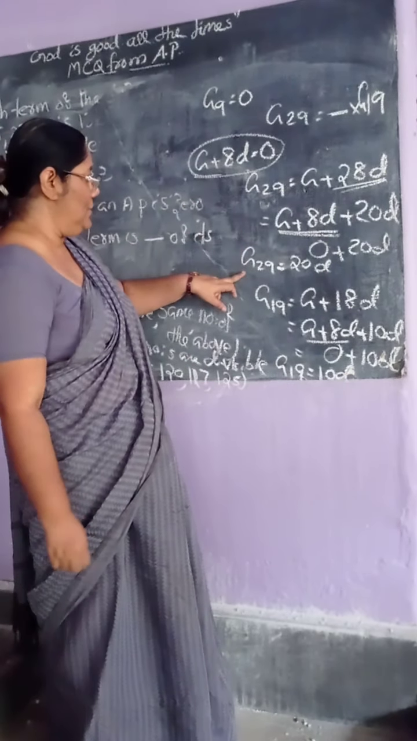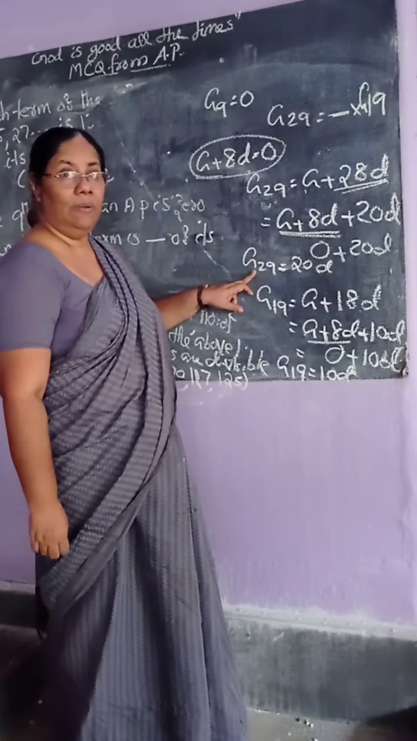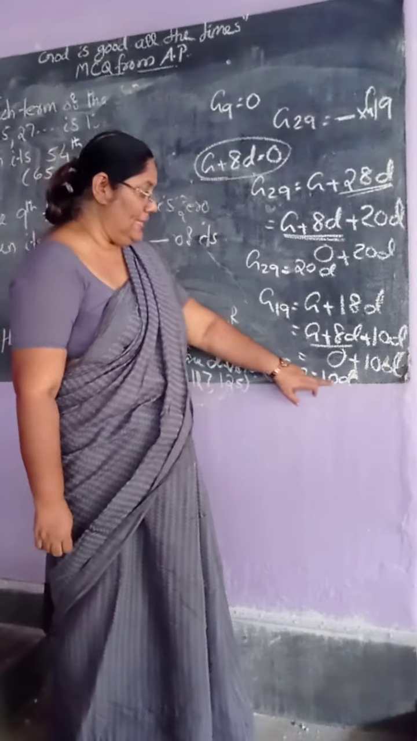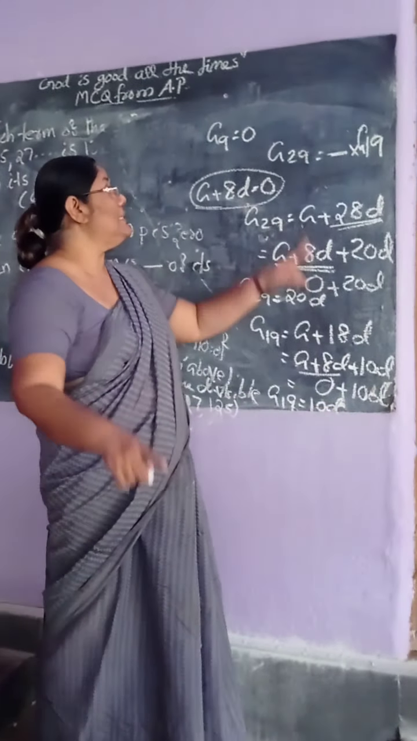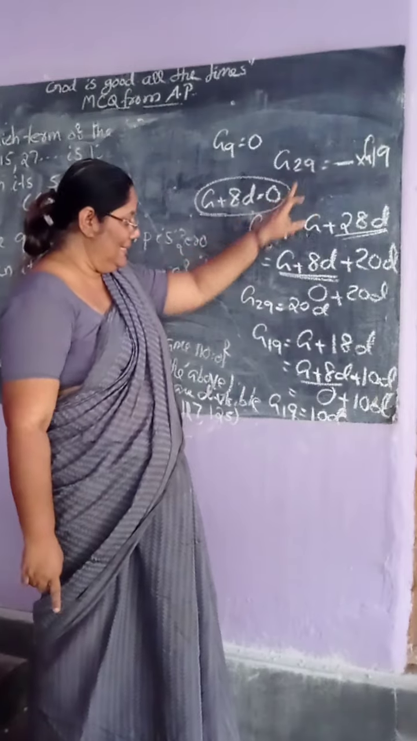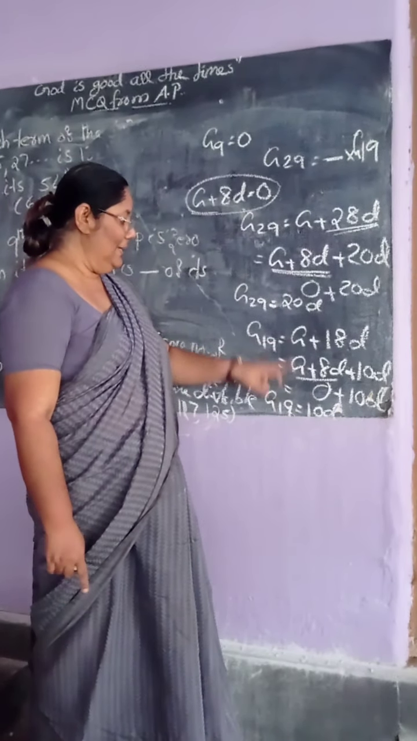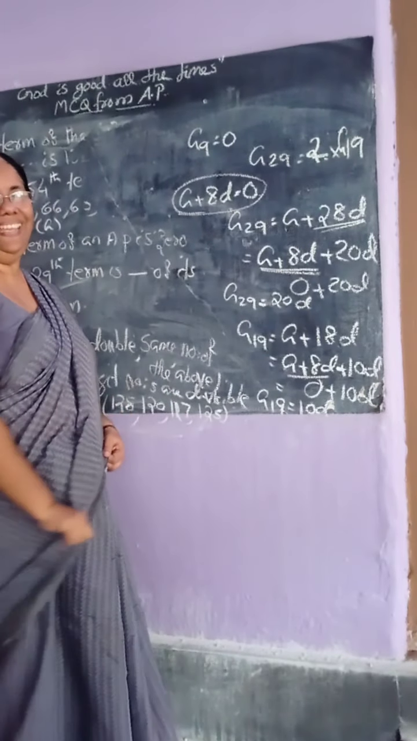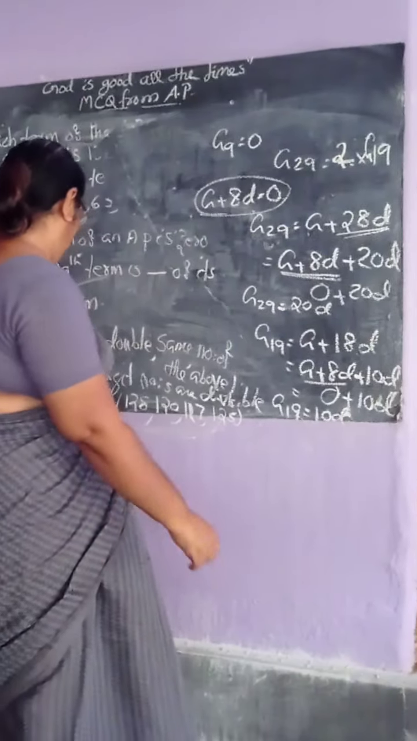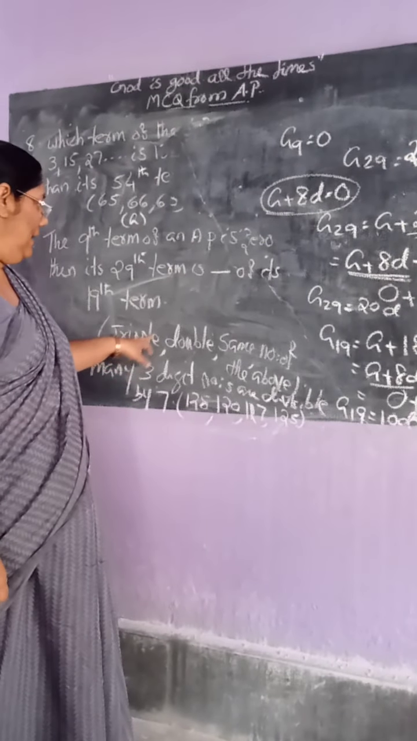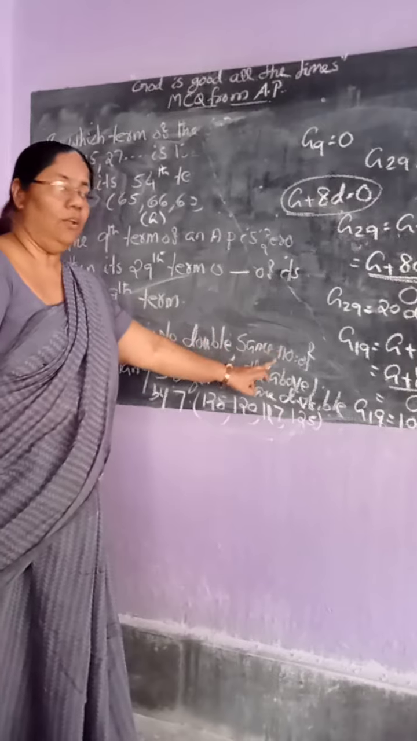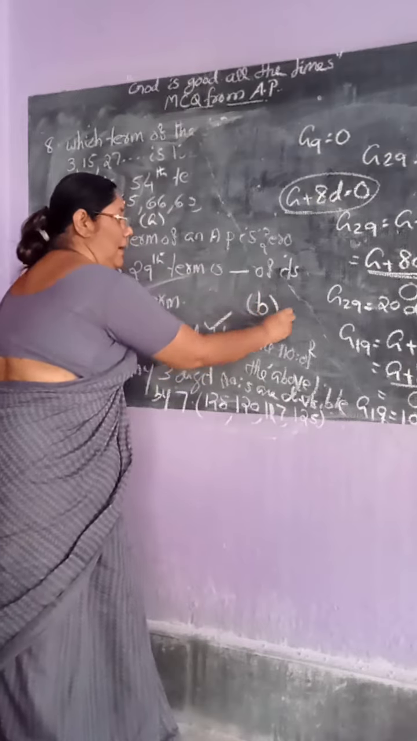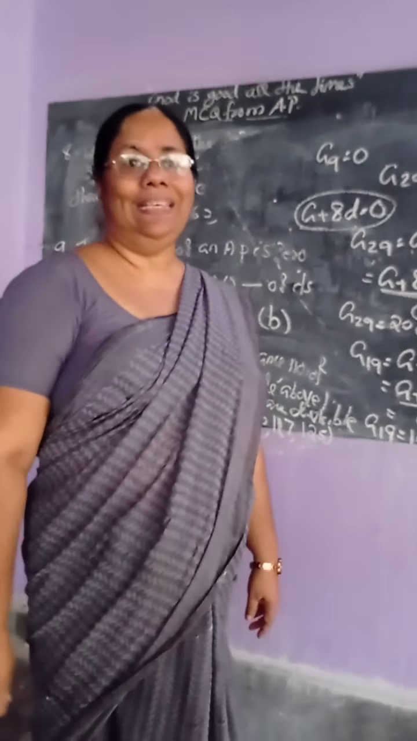Then what is the relation? In the first step we wrote A29 is 20D. A19 means 10D. Their question is A29 is 2 times A19, isn't it? Therefore the answer is triple, double, same, none of the above. 2 times means double is the correct option. B is the correct option.